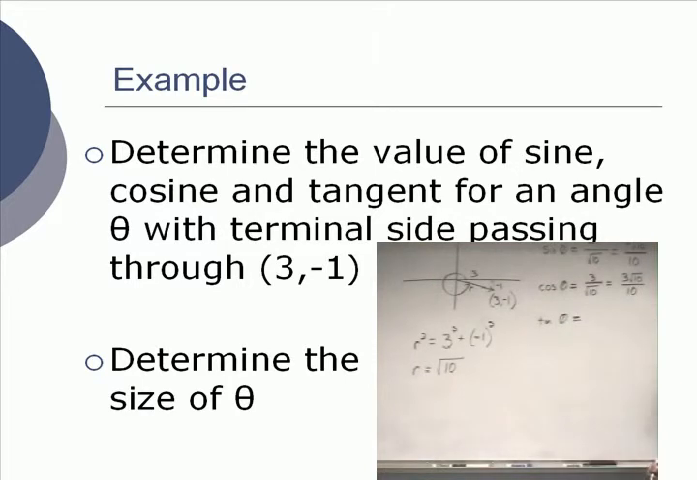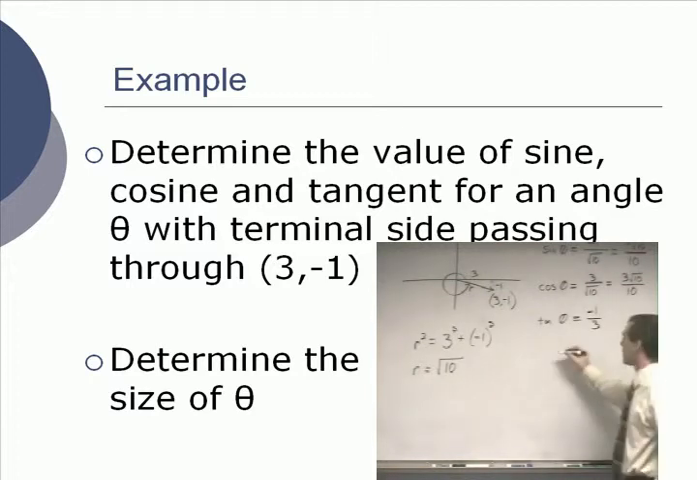Tangent. Tangent of our angle is going to be? Negative 1 over 3. That's right. Nothing to simplify. That one's done. Now, I think the first question asked for this, but I overlooked it, probably because I was too excited. But let's find the other three trigonometric ratios, okay?